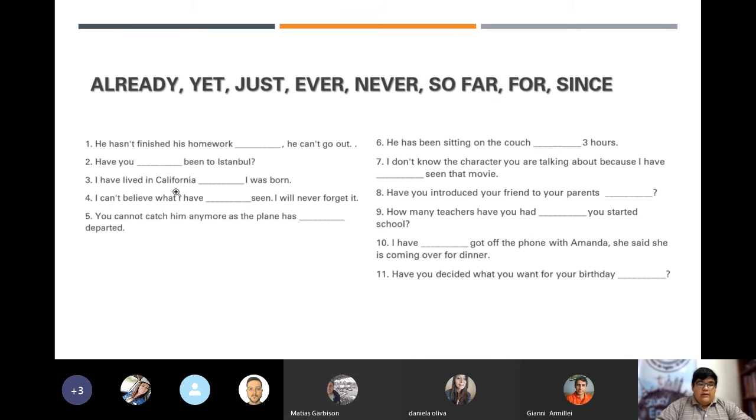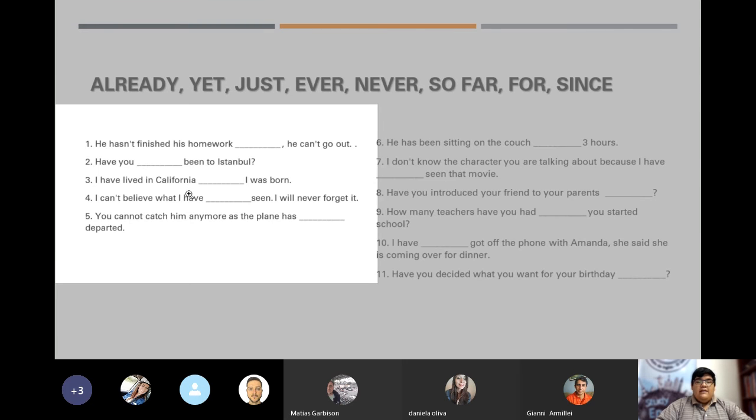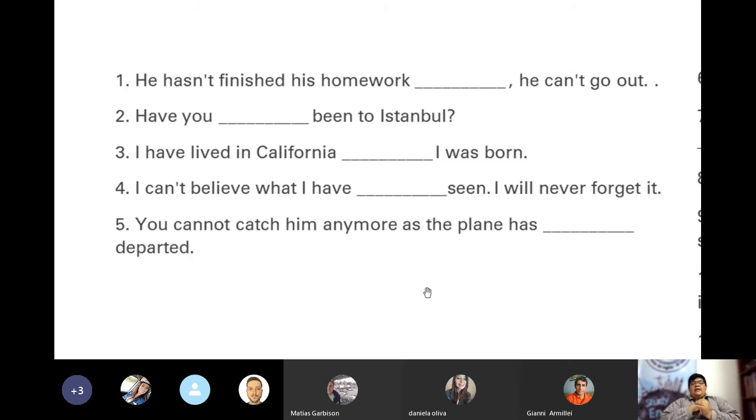There it is. Already, yet, just, ever, never, so far, for, since. Okay? Please complete these lines. You tell me the correct option. Number 1, Lucas. Or Silvana. Silvana, if you're there. Yes, he hasn't finished his homework yet. He can go out. Perfect.